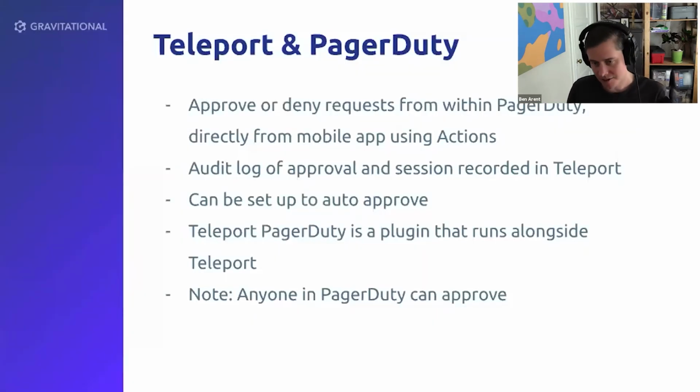So another summary, you can approve or deny requests, or you can use the mobile app for actions. I didn't go through the audit log in this example, but you also have the audit log and session recording. It can be set up to auto approve. I'm going to dive into this next. And note also anyone who's on that role can also approve the request.